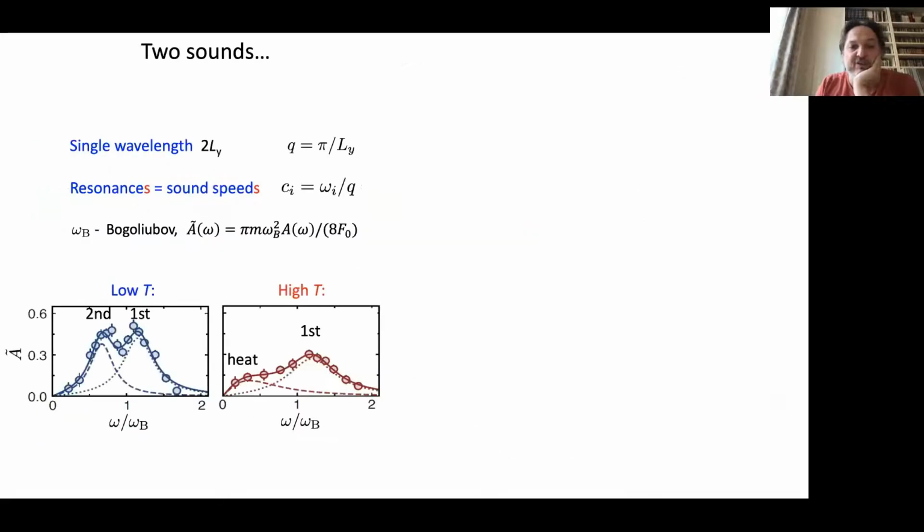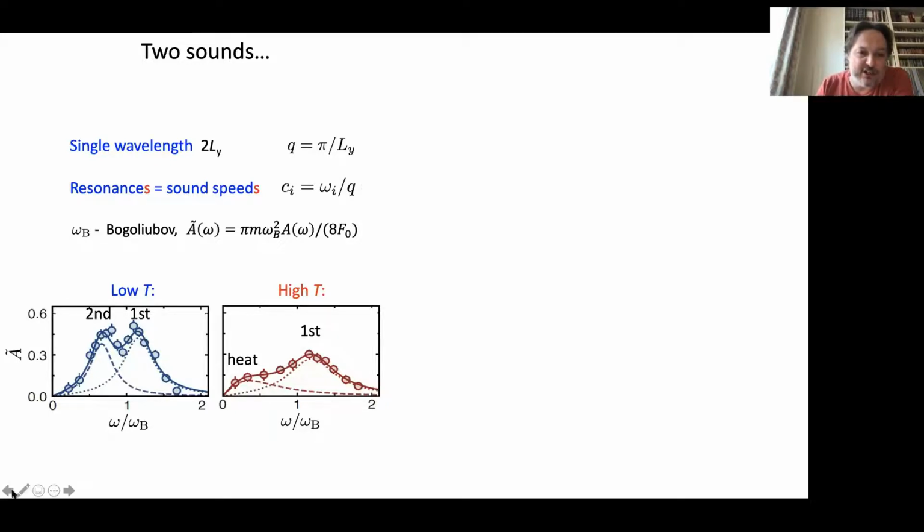Okay, and so first, some qualitative conceptual ideas. Again, the key point here is we're exciting a single wavelength. And so when you know your wavelength, then the resonant frequency gives you directly the speed of the sound. And if you see more than one resonance, that's possible only if you have more than one sound. That's the basic message.